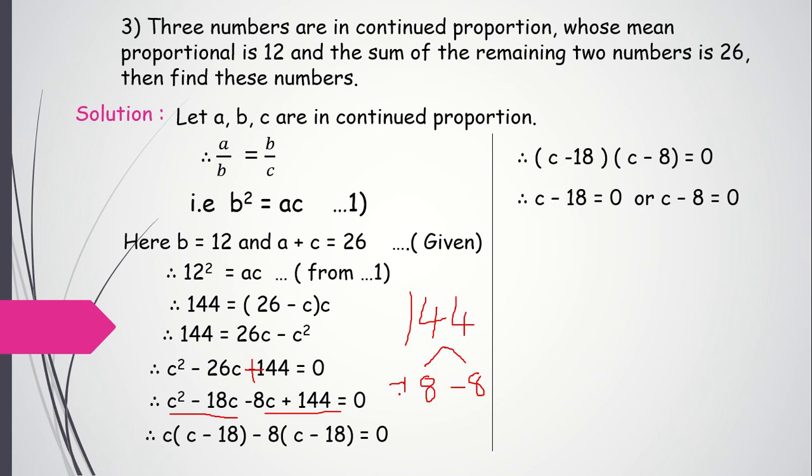So therefore C minus 18 is 0 or C minus 8 is 0. Therefore C is 18 or C is 8. This is how I get two values for C.